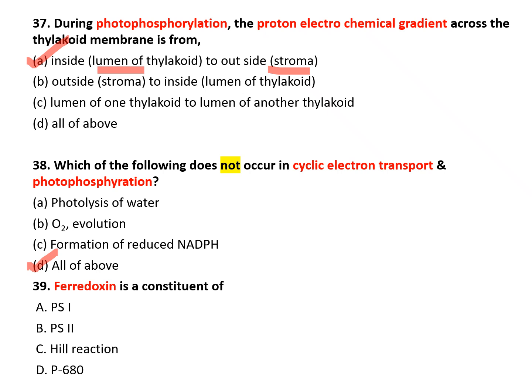The next question, number 39. Pyridoxine is a constituent of: option A, PS1; option B, PS2; option C, Hill reaction; option D, P680. The correct answer is option A, PS1, that is photosystem 1.